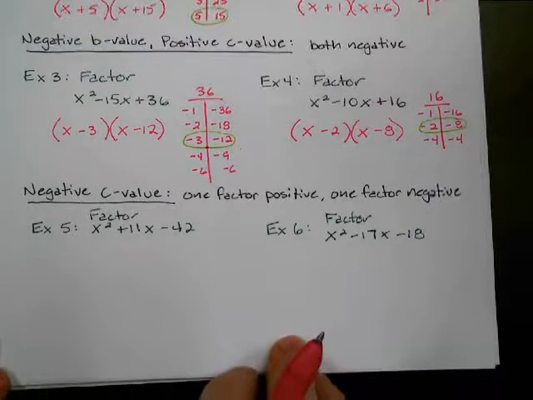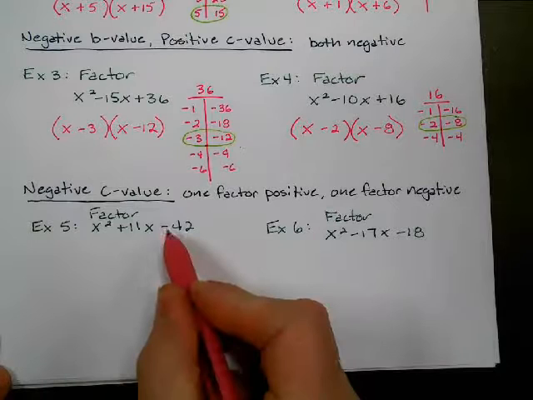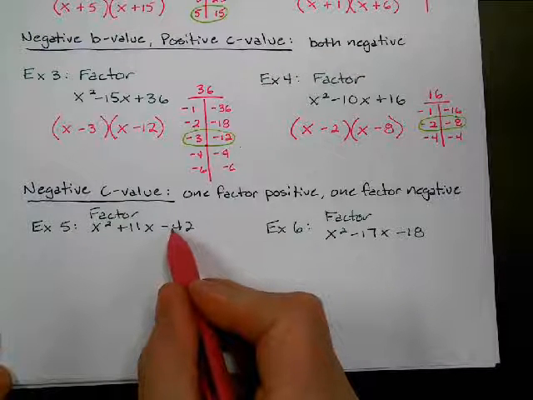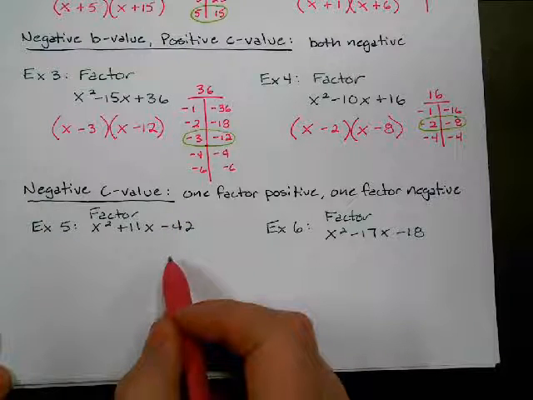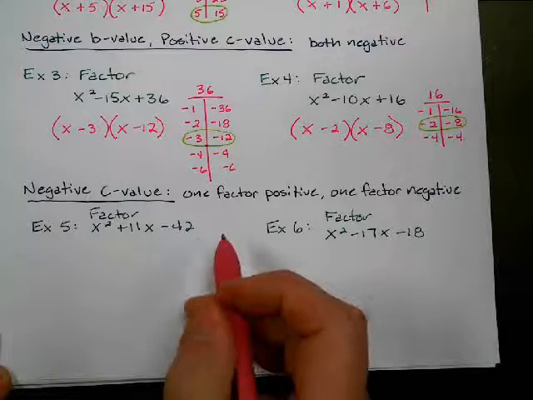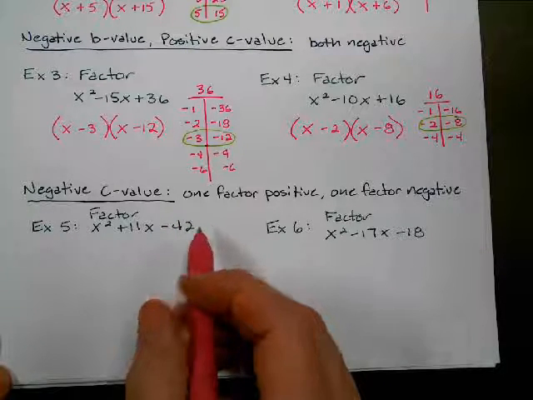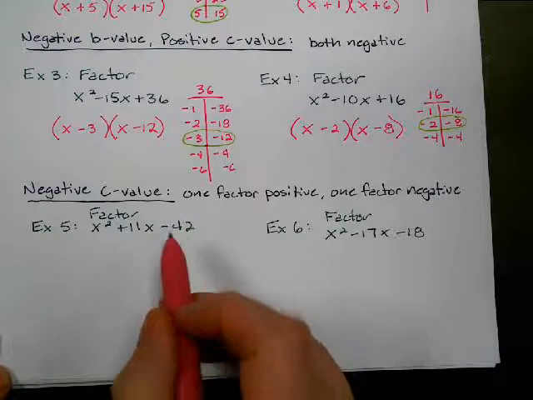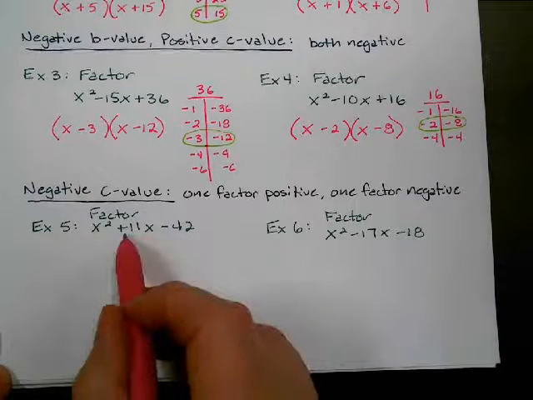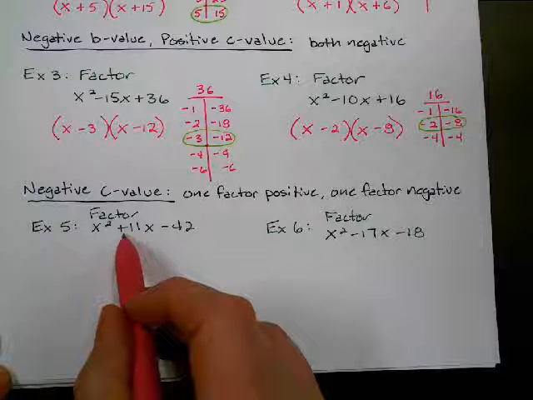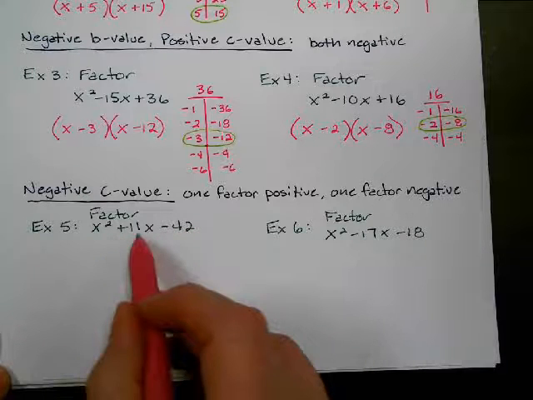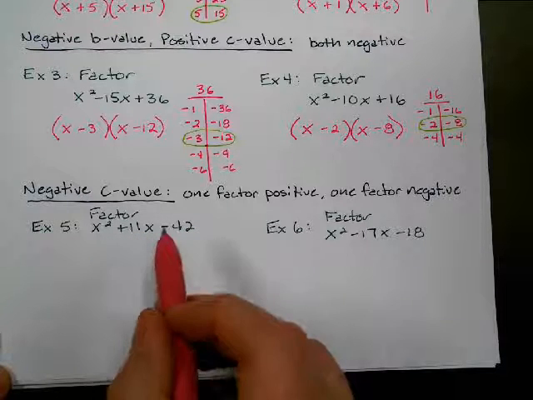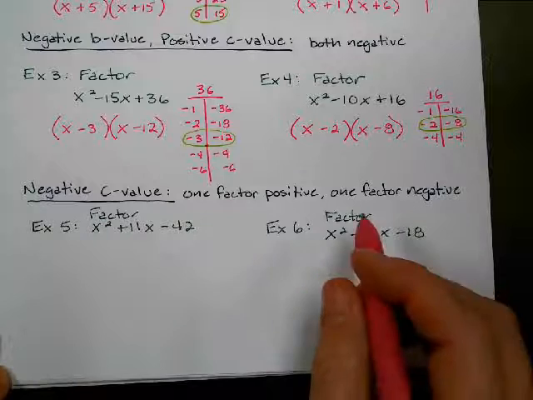All right, what if the c is negative? Well, if the c is negative, that means if I'm multiplying, one of my numbers has to be positive and the other one has to be negative. So I'm multiplying, one's positive, one's negative. Now over here, this is positive, which means the bigger number has to be positive, because if one's positive, one's negative, I'm going to subtract to get 11. So that means one of the numbers is positive, one of them's negative. So I'm going to do negative 42.